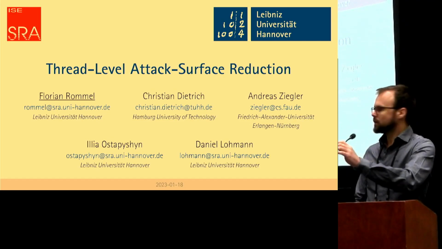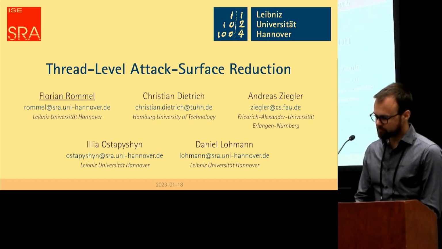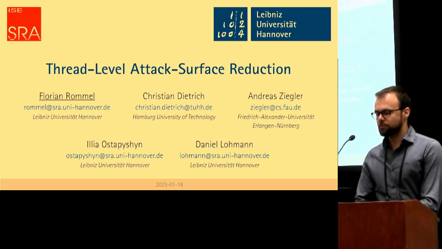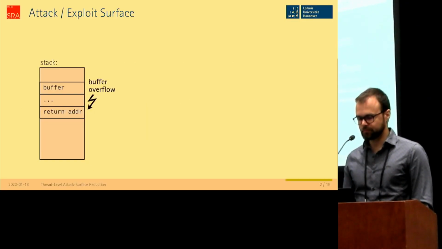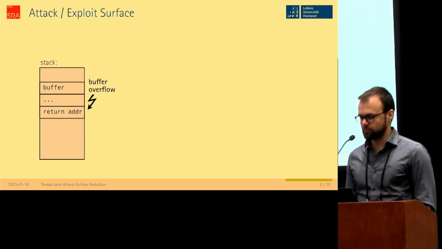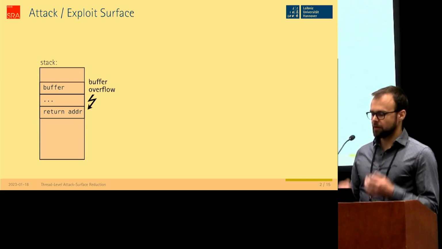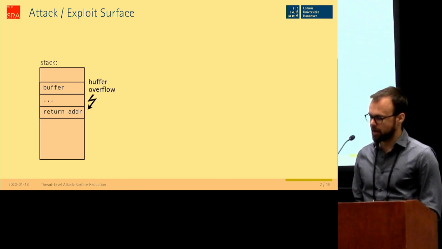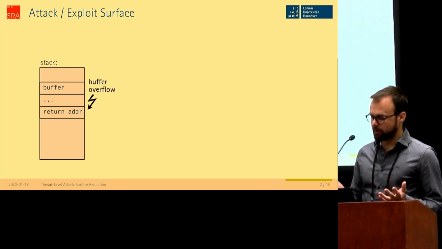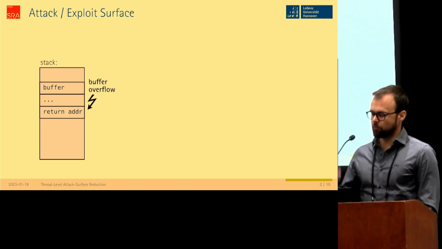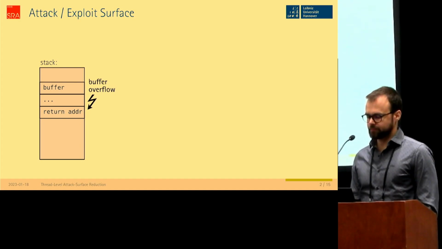Okay. So, thanks for the introduction. I'm pleased to present our paper, Thread-Level Attack Surface Reduction. What do I mean by attack surface here? Well, we talk about the attack, or exploit surface to be more correct, that can be used by an attacker to induce malicious behavior in our program. Assume, for example, a server application where we have an initial attack vector, like a buffer overflow, for example, that enables an attacker to modify memory contents.